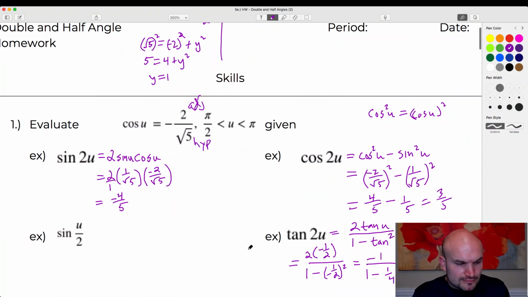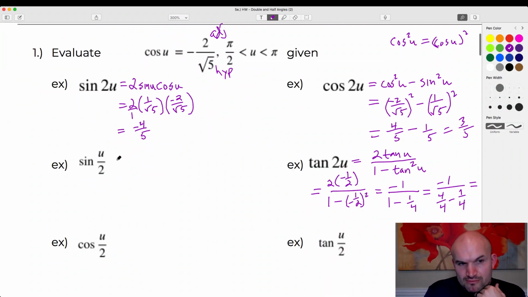All right. Now for the half angle formulas, we have this little plus or minus here. What that is based on is the quadrant that the half angle is contained in. So that's just cosine of u divided by 2.